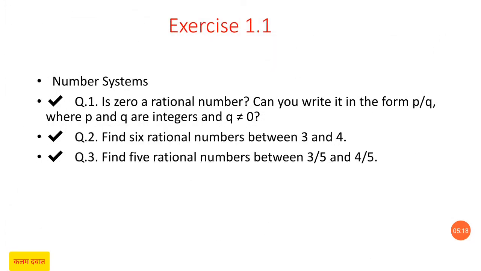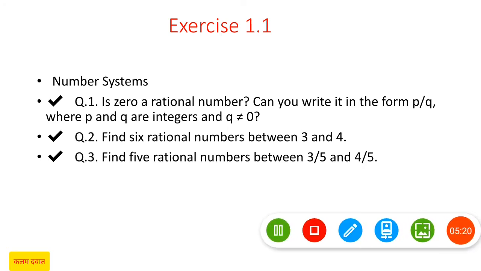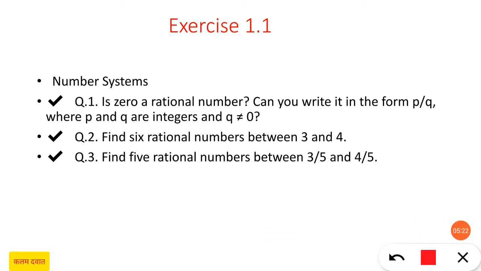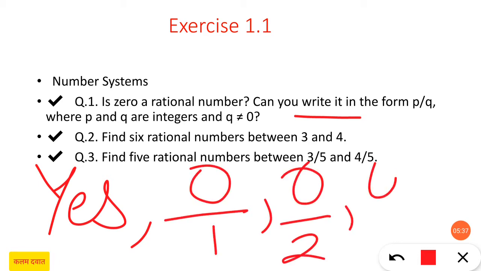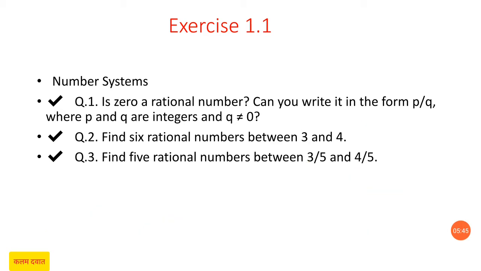Exercise 1.1. The questions are so easy. Let's see. Number System. Question number 1: Is 0 a rational number? Answer is yes. Can you write it in the form of p upon q? Yes, we can write it. 0 upon 1, 0 upon 2, 0 upon 3 are all equal to 0. So 0 is a rational number because it can be written in the form of a ratio. Next.